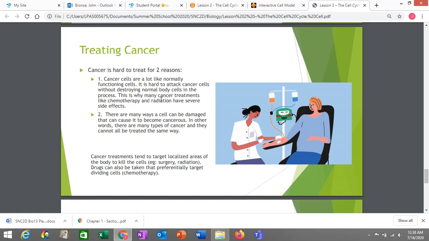So it's tricky, right? You have to kill something that's very similar to basically other cells in our body. And there are so many different ways that it can happen that if you come up with one treatment that's effective against one type of cancer, there are many other cancers where that treatment might be less effective.